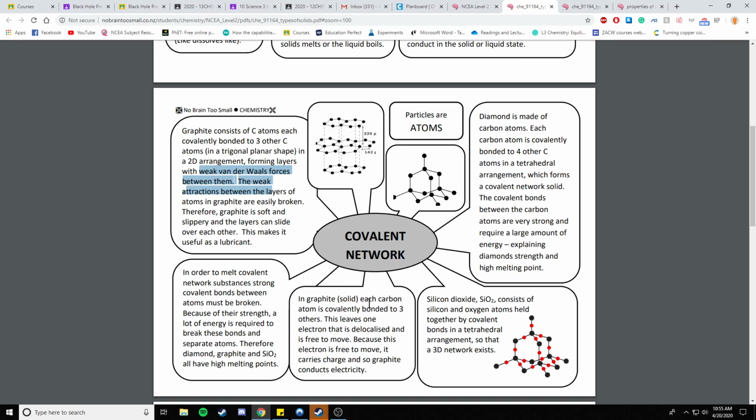In graphite, each carbon atom is bonded to 3 others, leaving 1 electron that's delocalized between the layers, and it's free to move around. So there's a free electron that's moving, meaning graphite can conduct electricity, diamond cannot. Silicon dioxide consists of silicon and oxygen atoms held together by covalent bonds, so this is also a covalent network which cannot conduct electricity.